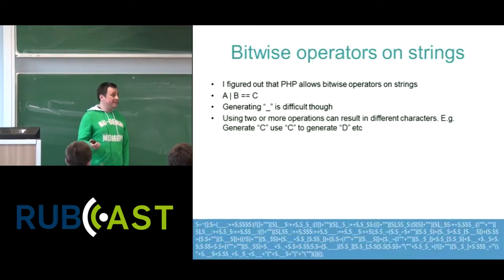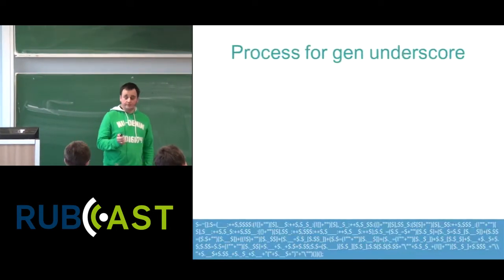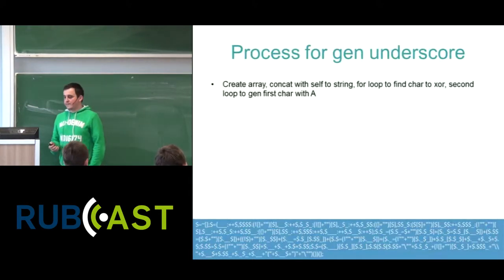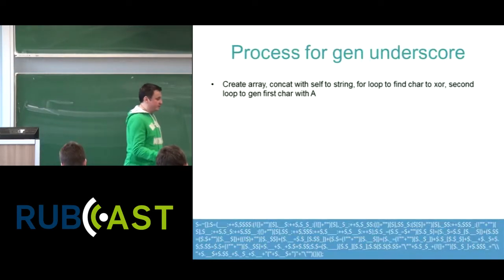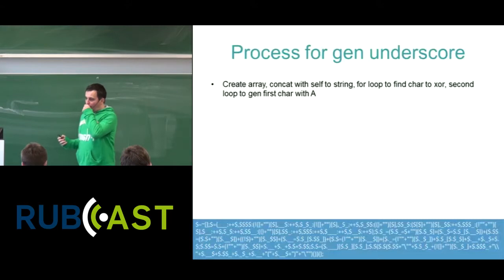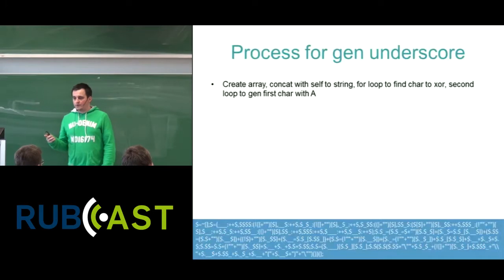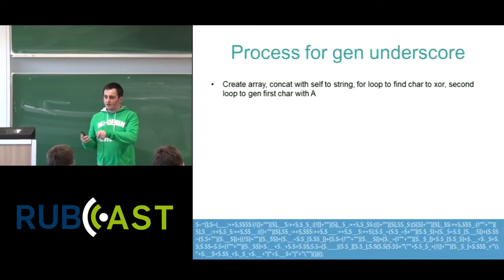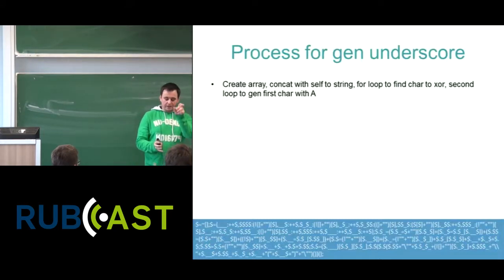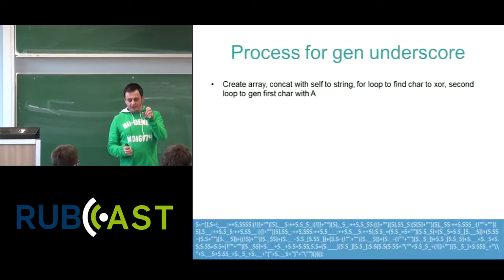So we can generate D using previous operations. So here's the process. Let's create an array, concat itself to the string. So we convert the array to a string of characters that says Array, all without alphanumeric characters. Do a loop, XOR that string, and then a second loop with another value. So what you're basically doing is you're creating a for loop, finding the values that A creates, finding the values that A and R create, and then combining them all together in a three-step process.